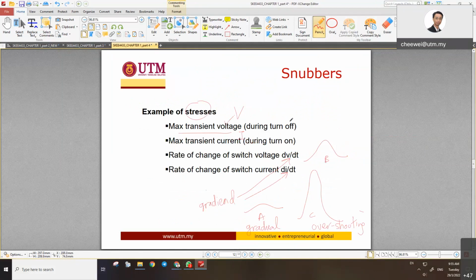During turn on, you have the current stress. At turn off, you have the voltage stress. And if it is not in the on and off state, you also have dynamic changes during the transients: is the slope too gradual or too steep? These are all examples of stress.